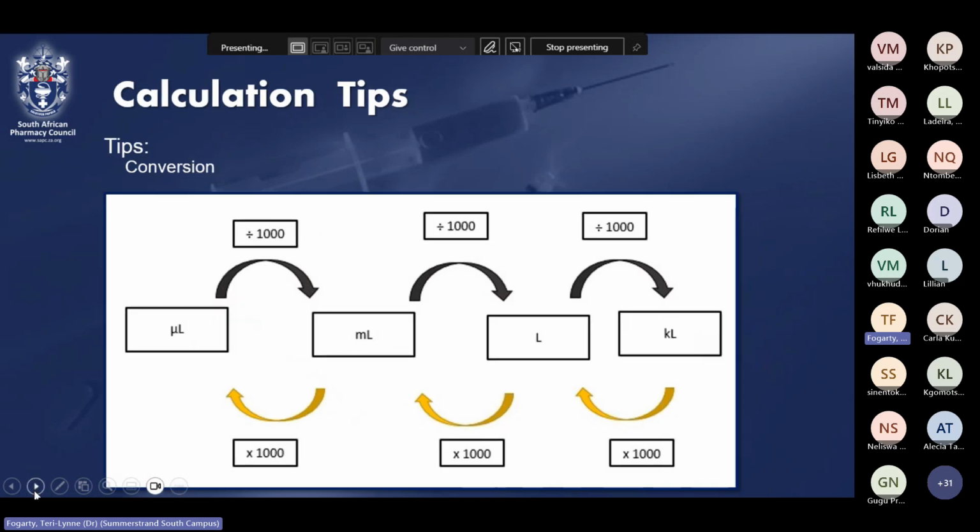And the same applies to volume. Microliters to milliliters to liters to kiloliters. If I'm going from a small unit to a large unit, I'm going to divide. If I'm going from a large unit to a smaller unit, I'm going to multiply.